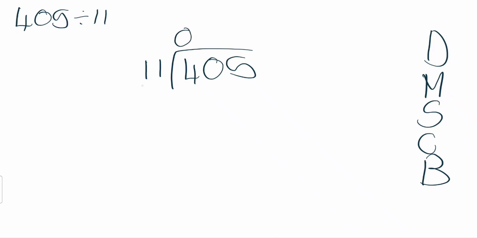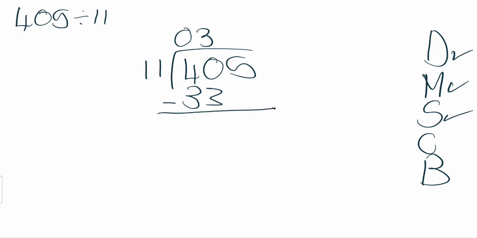Then you're going to say 11 into 40, which goes in how many times? Let's count. 11, 22, 33. We stop there because 44 is actually more than 40. So 11 into 40 goes only 3 times. Then you're going to multiply the 3 with the 11, which will give us 33. Next, we're going to subtract the 33 from 40.